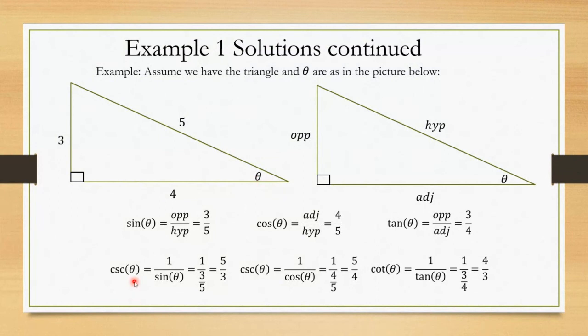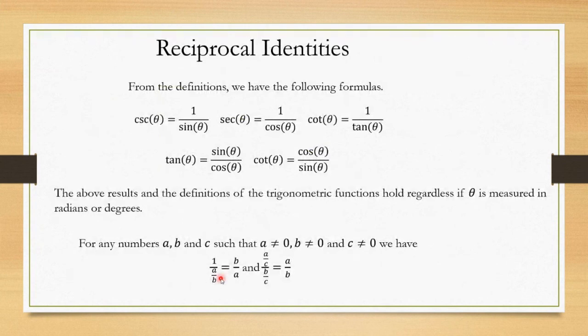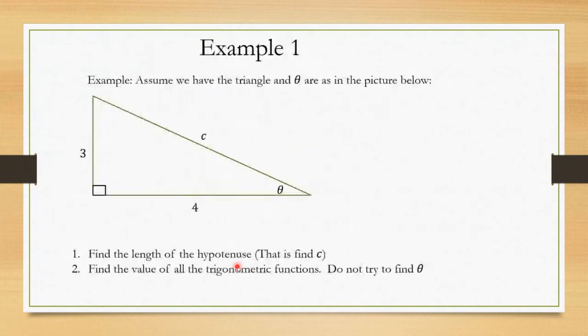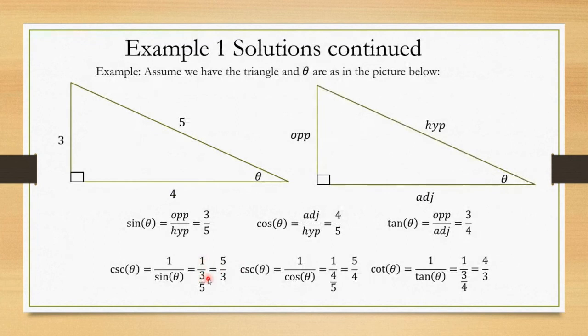Now let's do the other ones. Cosecant, remember, you could use the actual definition, but I like to remember it as 1 over sine. And this is actually what I was saying. Here, you do 1 over a fraction, you invert or flip that fraction. That's what I'm doing here. 1 over 3/5 becomes 5 over 3.